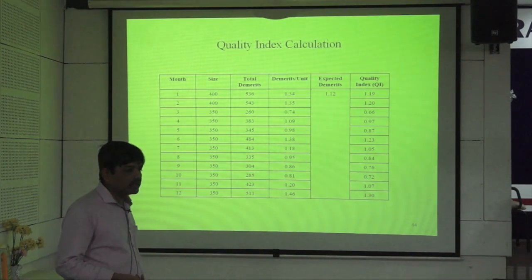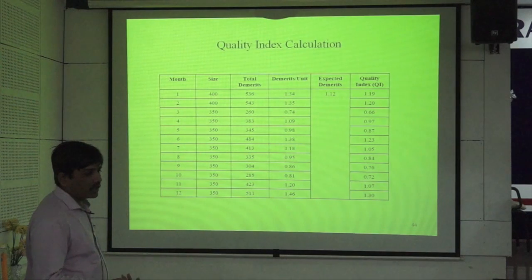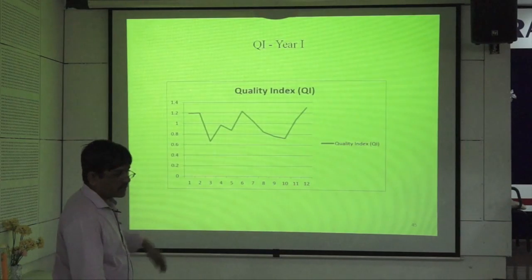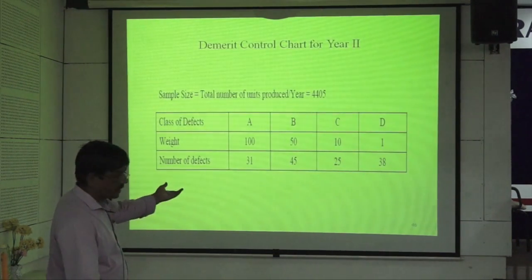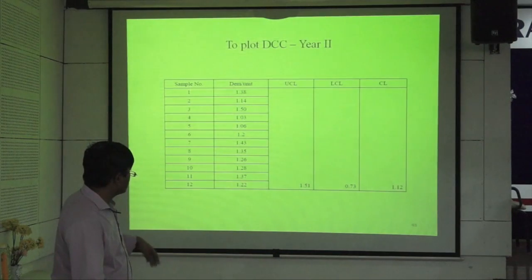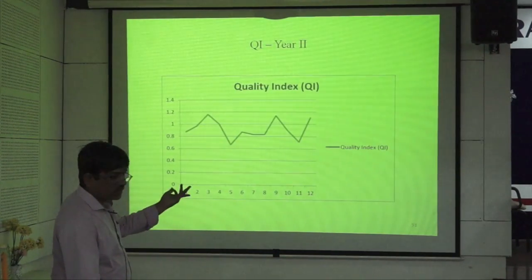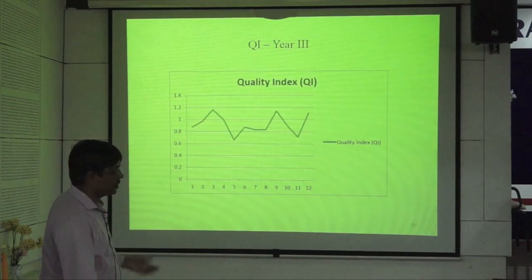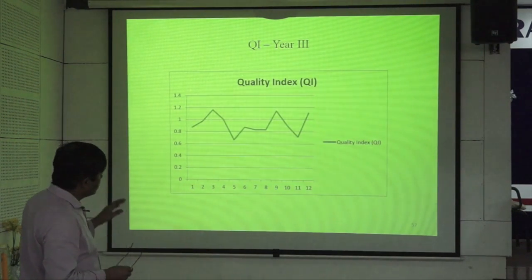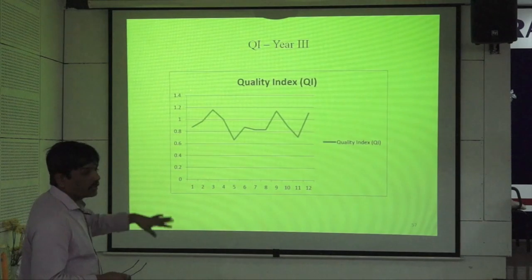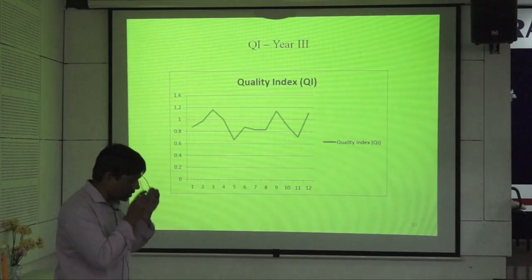That is how simply we adopted this classical approach of plotting the demerit control chart and calculating the quality index for all the 12 months in the first year. The quality index is changing drastically for the first month. Similarly, we also plotted the demerit control chart for year 2, with the same calculations, demerit control chart, and quality index. A similar process was adopted for year 3 as well. This is how we adopted the traditional, classical approach for knowing the quality of product. This was a Dodge approach.